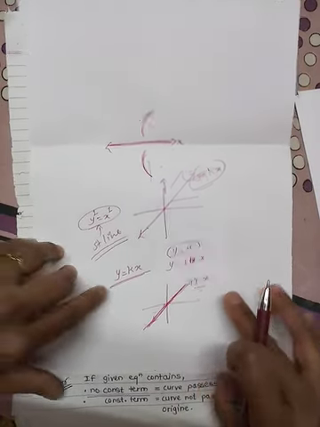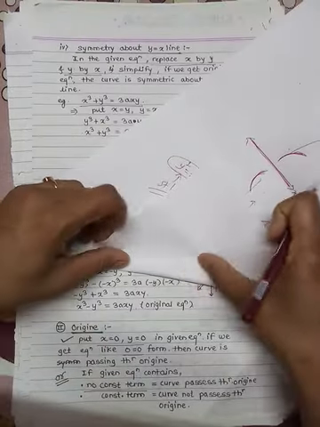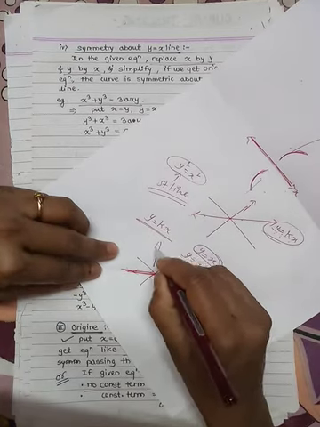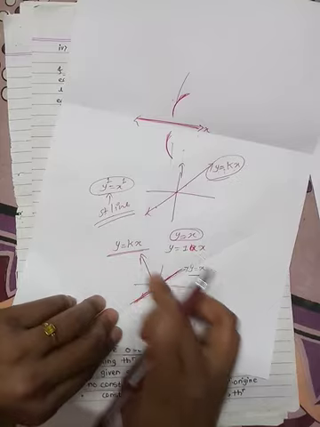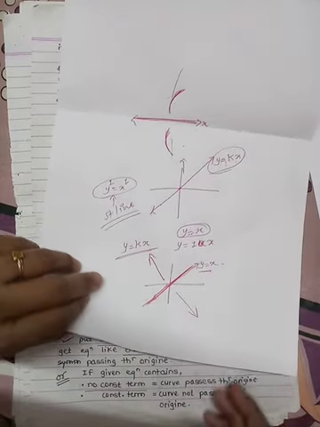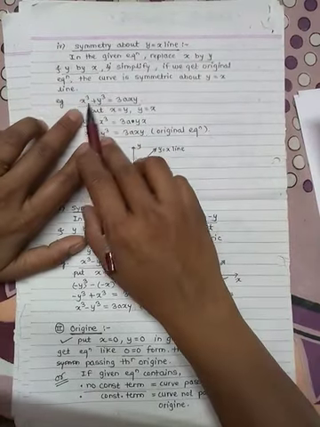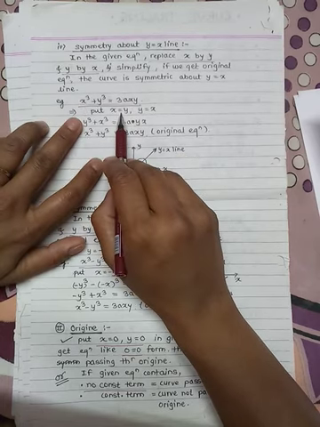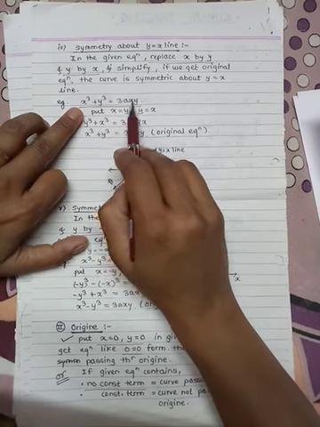That is, if you fold the page along this line, then the curve on this side and on this side should match, or should be the same. So this is called y equal to x line symmetry. For example, x cube plus y cube equal to 3axy. Put x equal to y and y equal to x in this equation. So we have y cube plus x cube equal to 3ayx.